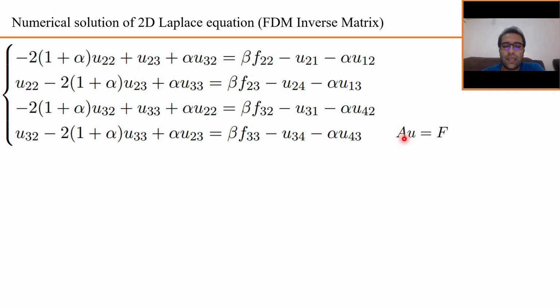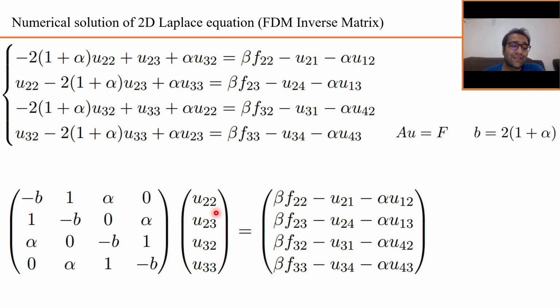I can write the system of equations in a matrix form, in the form A multiplied by U equals some matrix F. And let me define a new parameter: I define b as 2 multiplied by 1 plus alpha. This coefficient, I define it by b. And if I rewrite the system of equations in a matrix form, what I have is like this. You see, this is a coefficients matrix, right? And this is an unknown matrix, and this is a known matrix.